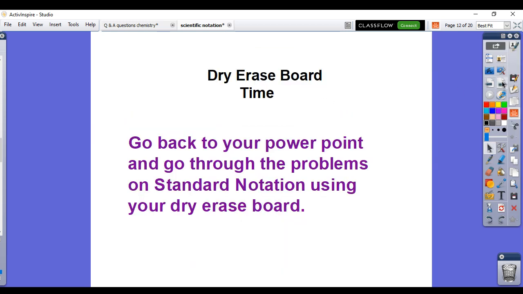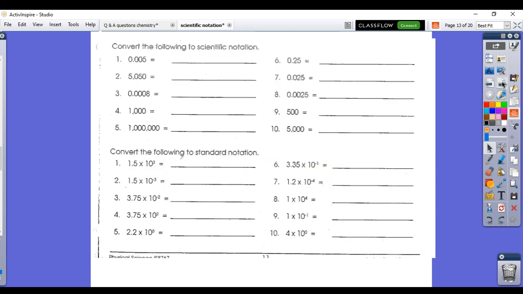So you're going to go back to your PowerPoint and you're going to go through those next set of examples. And then once you finish those, write these answers in your notes, and you also have the answers to that. And then you have another worksheet in Canvas to complete.